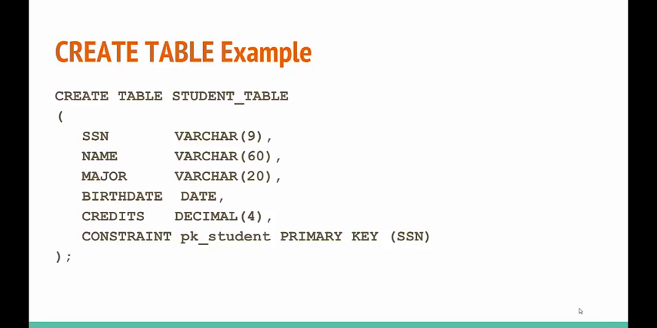Now with each field, we have the name of the field and the data type. We'll talk more about the data types in a minute. But note that every field has a name and a data type, and a comma follows each field declaration.